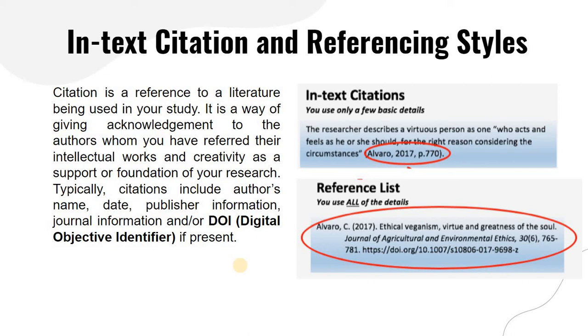Citation is a reference to a literature being used in your study, and it is a way of giving acknowledgement to the authors whom you have referred their intellectual works and creativity as a support of or foundation of your research. So typically, citations include author's name, date, publisher information, journal information, and/or DOI, or yung Digital Object Identifier. So yung DOI, tinuro ko rin sa inyo how to look that up in my previous videos. This is your way of getting the research in full, para makuha mo siya ng buo, through the DOI.